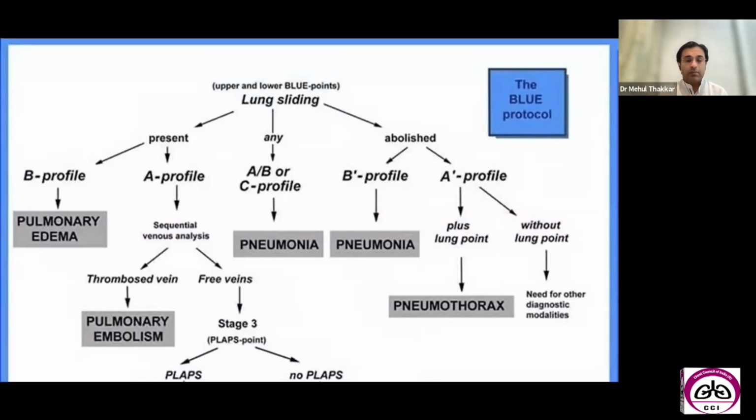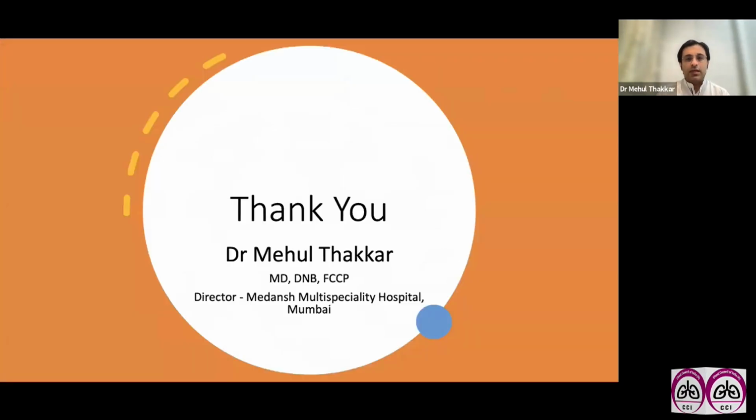If you do suspect a pulmonary embolism with an infarct, along with the chest ultrasound, you should also get a cardiac ultrasound done to look out for pulmonary pressures, and look out for any deep vein thrombosis. So with this, I thank you for your patient listening, and I think I'll see you on the panel.